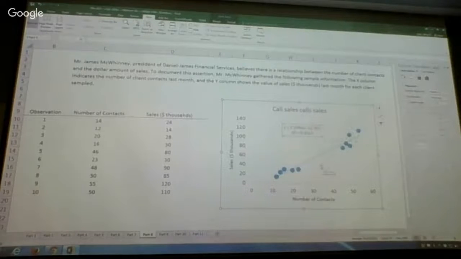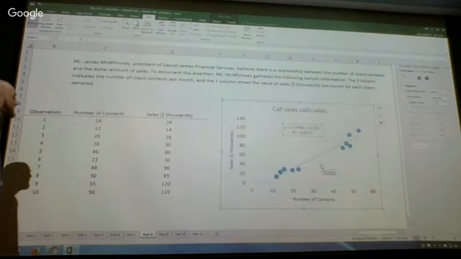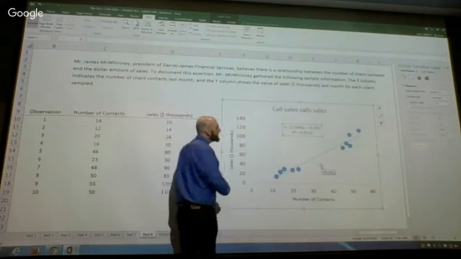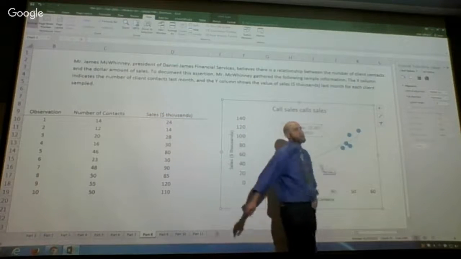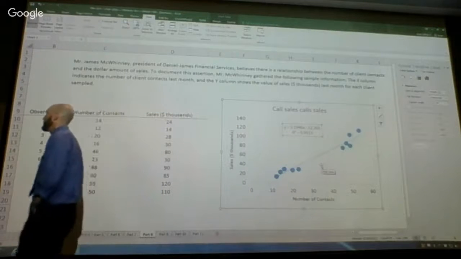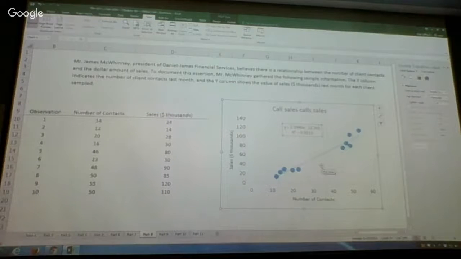R squared is 0.95. Do you think Mr. McQuinney is going to be satisfied with his hypothesis? R squared is 0.95. That means 95% of the variation in the number of dollars Daniel James Financial Services makes can simply be explained by the number of contacts. His cousin Daniel Bryant would agree.